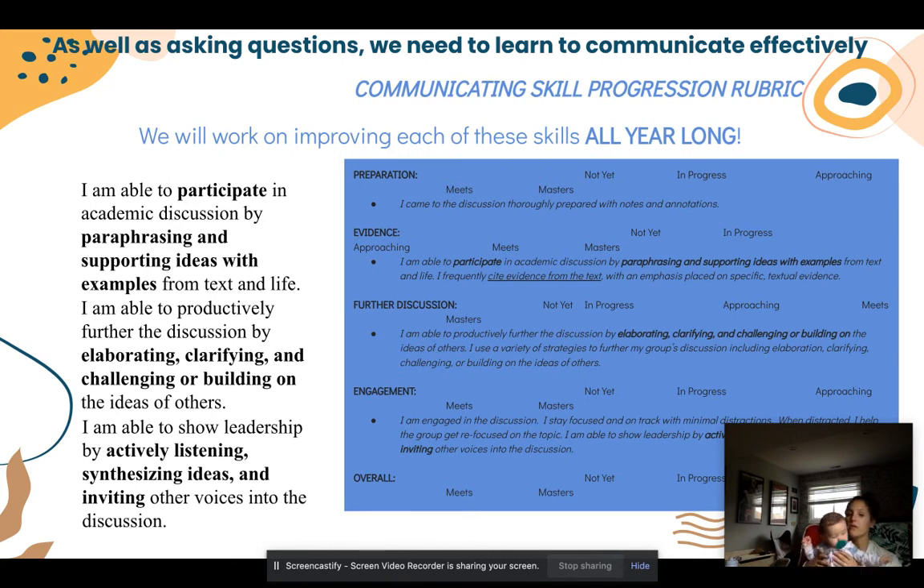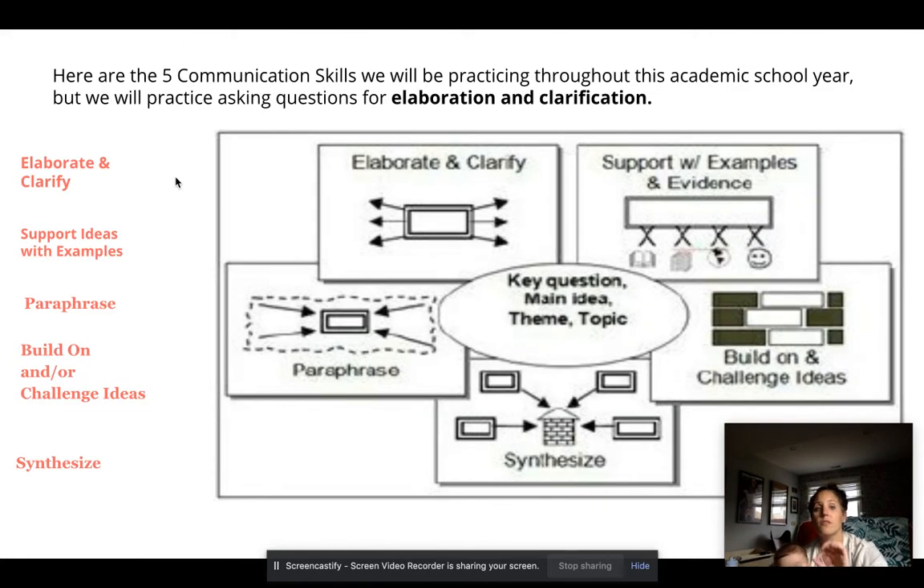One of the things that we are going to work on is our preparation, our evidence, furthering our discussion, our engagement, and then overall. What that looks like is participating by paraphrasing and supporting ideas with examples from the text and from life, elaborating, clarifying, or challenging or building on the idea of others. So the idea is that we're not stagnant in our conversation. The goal is to keep it flowing. Another way is by showing leadership, by actively listening, synthesizing people's ideas, like bringing them together, and then inviting other voices. For the purpose of today's activity, we're going to focus on these two skills of elaboration and clarification.